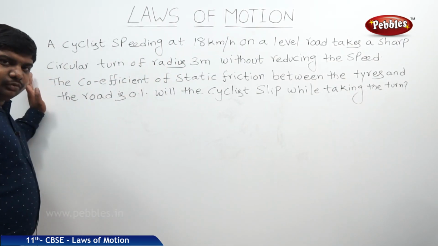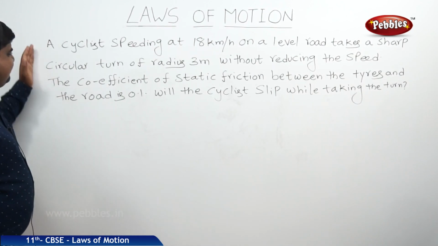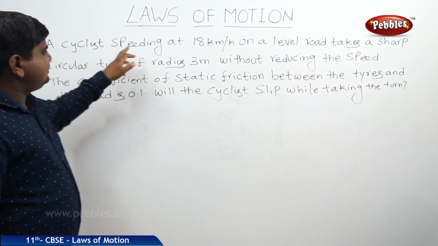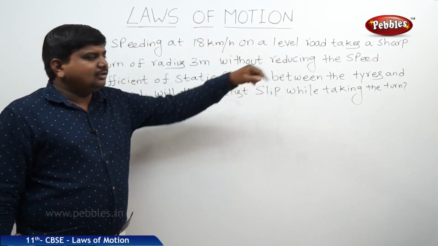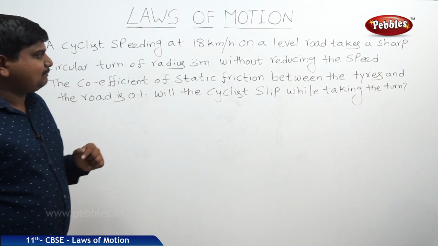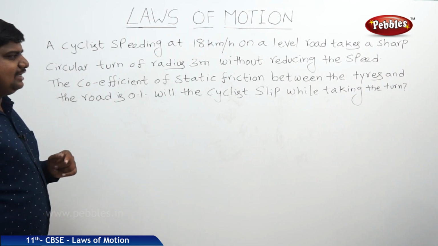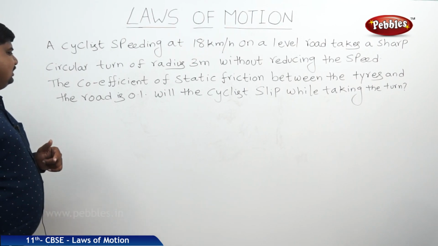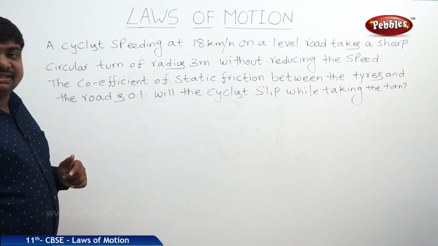Here is a problem based on the concept of motion on a level road. The description of the problem: a cyclist speeding at 18 kilometers per hour on a level road takes a sharp circular turn of radius 3 meters without reducing the speed. The coefficient of static friction between the tires and the road is 0.1. Will the cyclist slip while taking the turn?